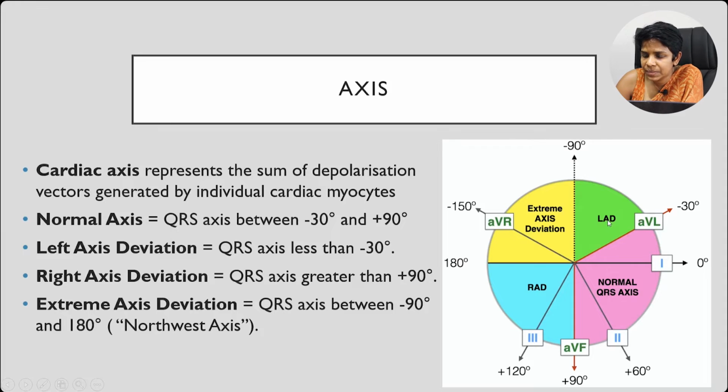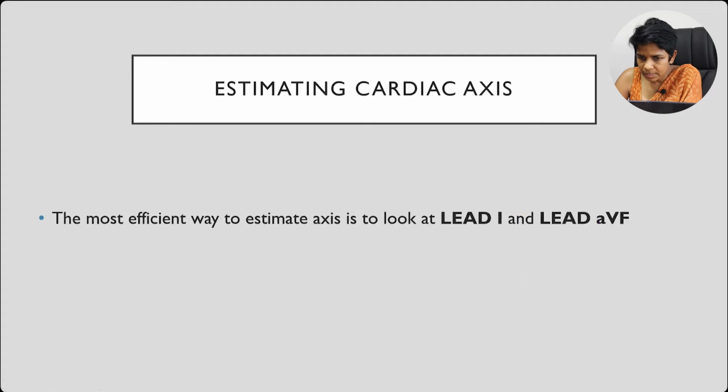And we have deviations from these axes: left axis deviation, right axis deviation, and extreme axis deviation. Left axis deviation is when the electrical axis goes beyond -30, that is -30 to -90. If the axis goes beyond +90 to 180 degrees, then it is right axis deviation. If the axis falls somewhere here, then it is called extreme axis deviation. There are several methods to calculate the cardiac axis, but the most efficient way is to look at the QRS complexes in lead 1 and lead aVF.